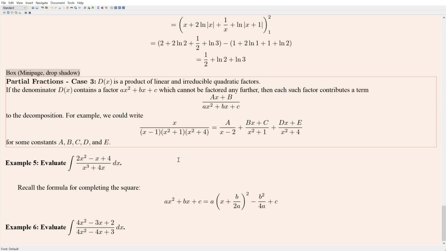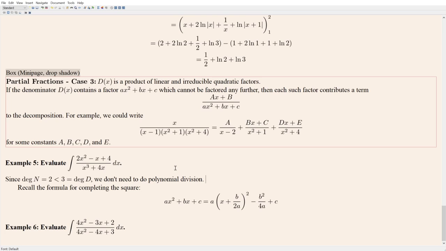Okay. So, first off, let's see if we need to do a polynomial division. Well, we don't, because the degree of the numerator is strictly smaller than the degree of the denominator. So that's good. We don't need to worry about that.